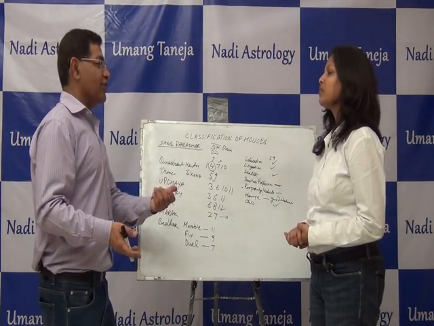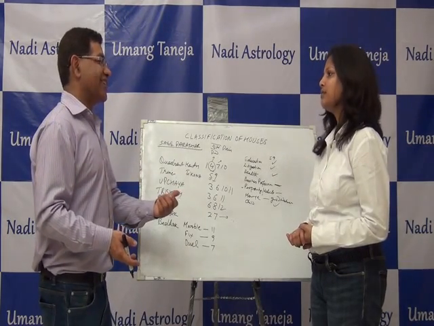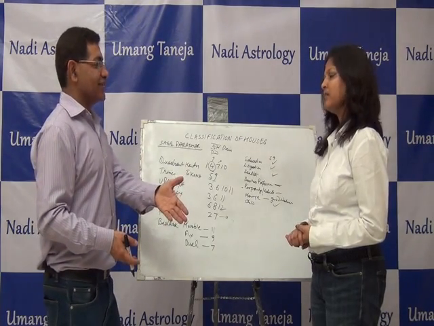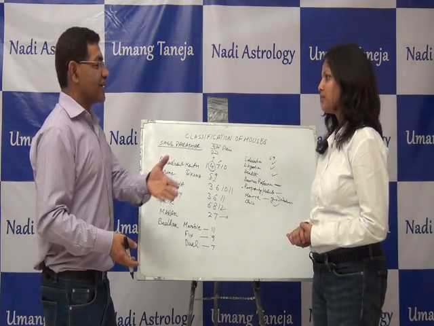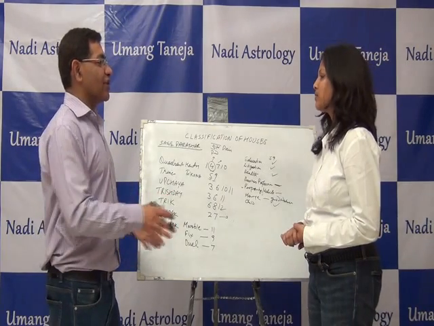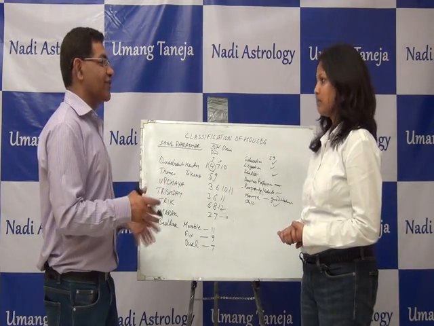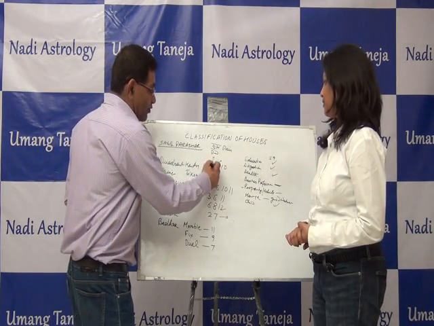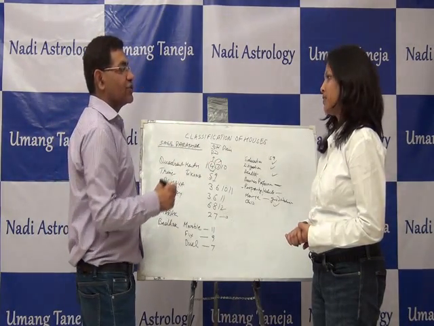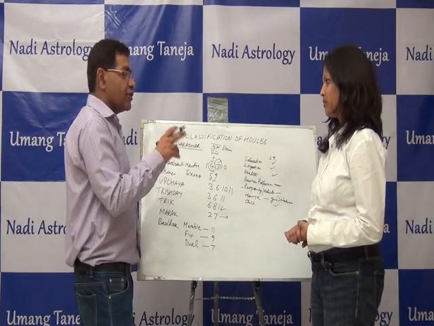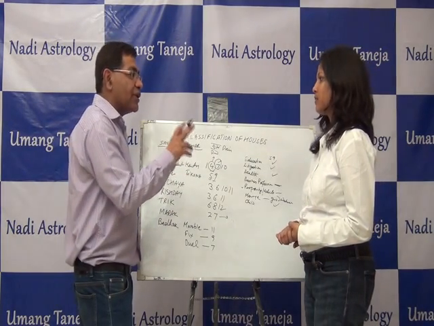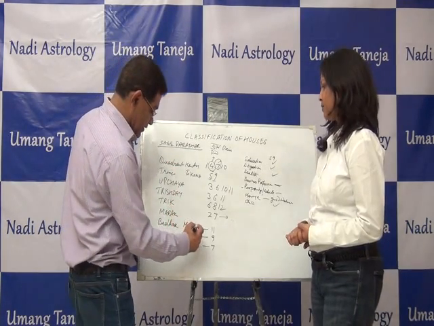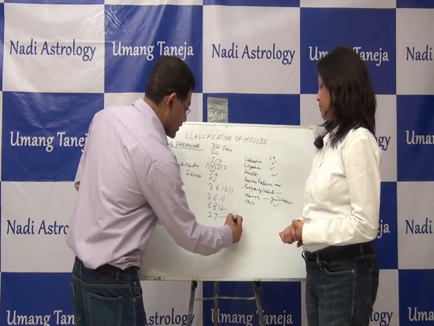You have property, you have a vehicle, you have an accident. If you don't have a vehicle, your vehicle doesn't meet with an accident. It doesn't catch fire. You don't have to run behind the insurance money. So according to this, the fourth is bad, the seventh is not that bad. The seventh is also bad, but it is not giving death. It is not the death house.